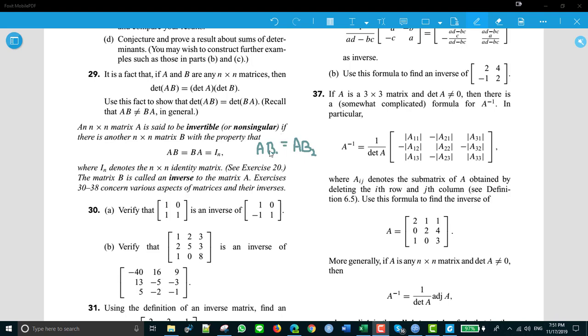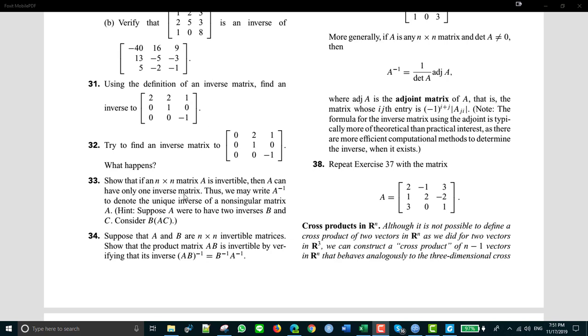But I'm pretty sure we had a matrix multiplication property that says that if this is equal to this, we can cancel. So that would mean that B1 has to be equal to B2. So there can't be 2 separate ones. So since we can't have 2 separate inverses, we can just write A inverse, and that's the unique inverse of a non-singular matrix. We only do this when we're talking about matrices that have inverses, and we can write this as the name of the inverse.